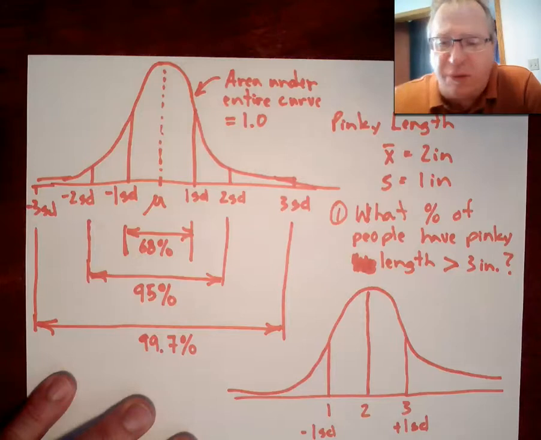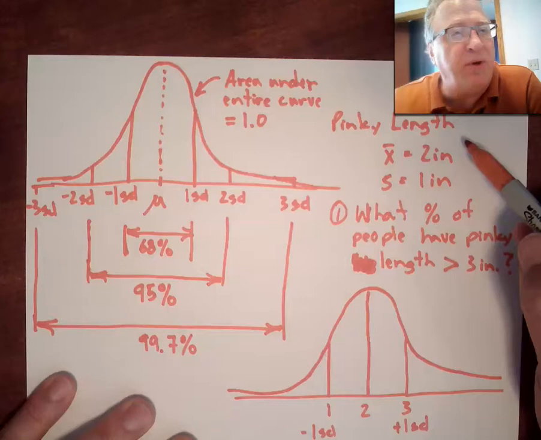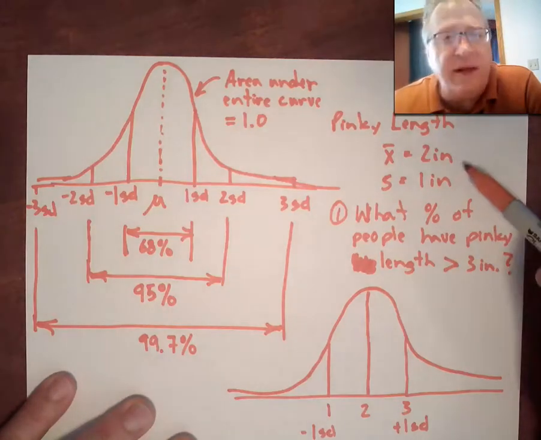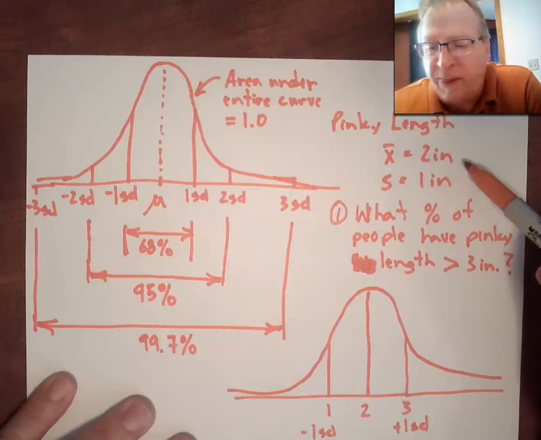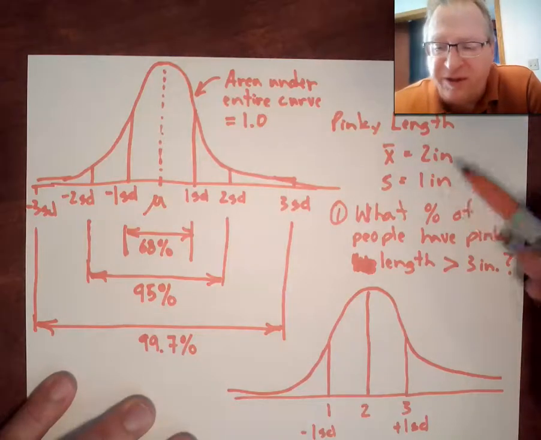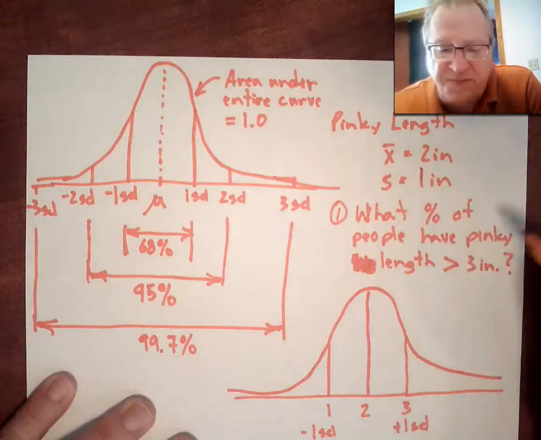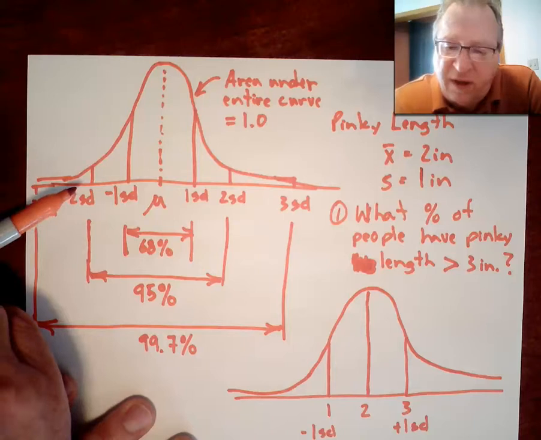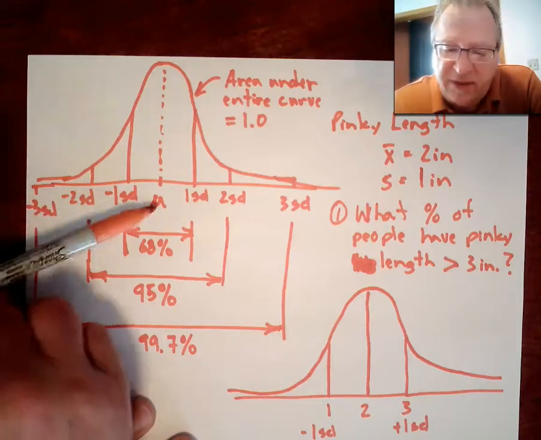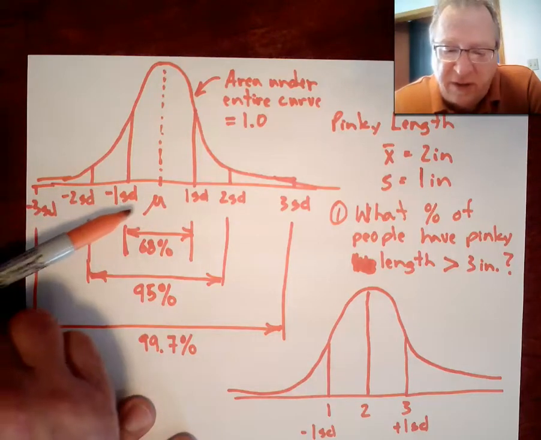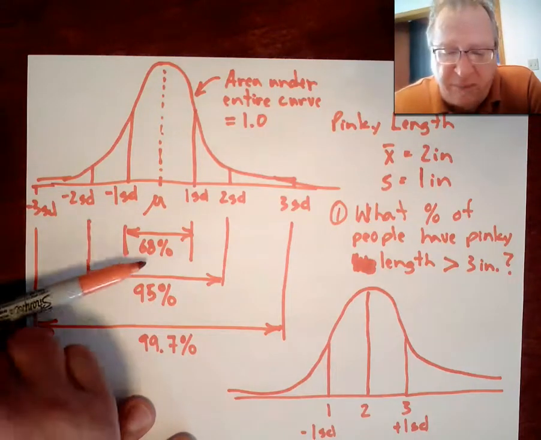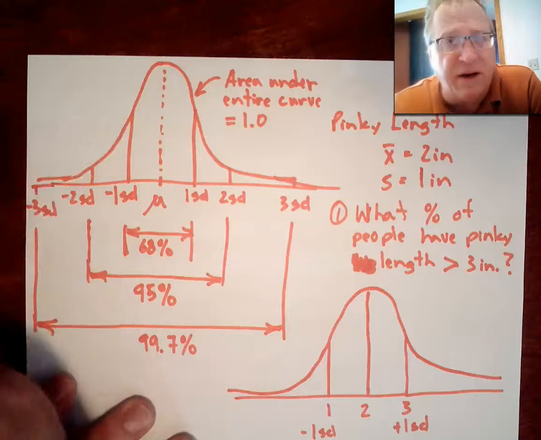Here's an example of a problem we could do using the normal distribution. Let's stick with pinky length for now, and let's say that for my sample that I did, the average pinky length was 2 inches, and that I calculated a standard deviation of 1 inch. Now, if we go back to our normal curve, it tells us that plus or minus 1 standard deviation around the mean encompasses 68% of the area under the curve.